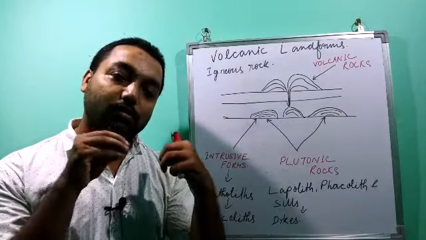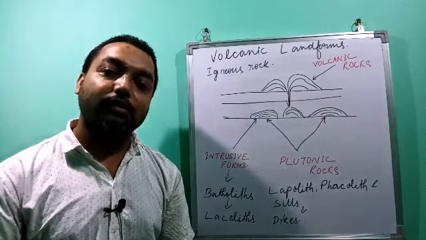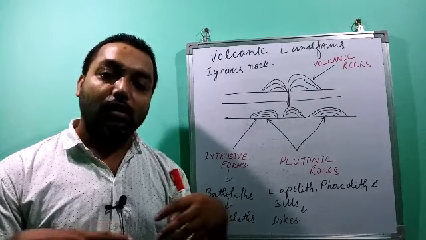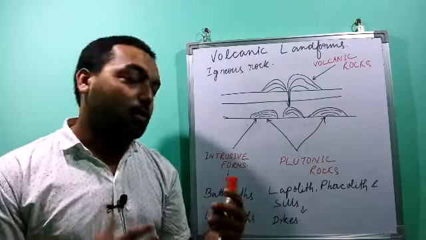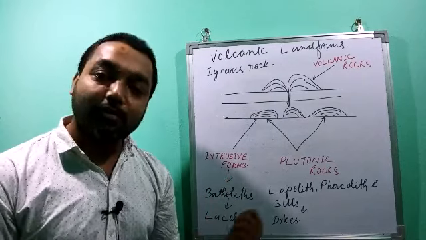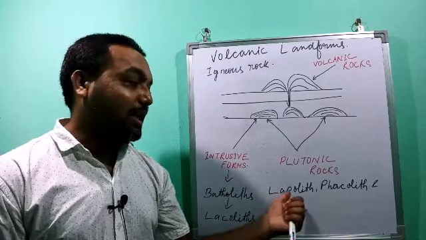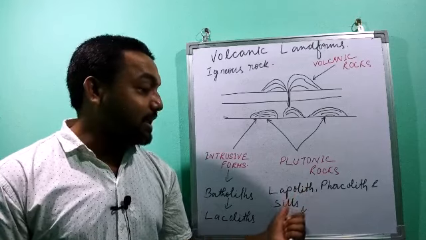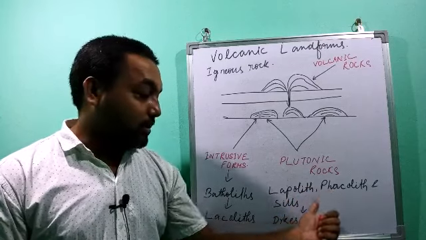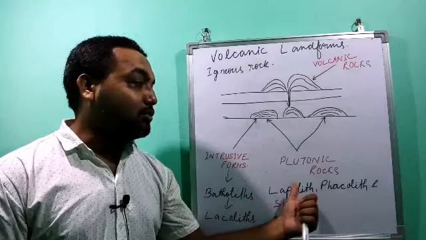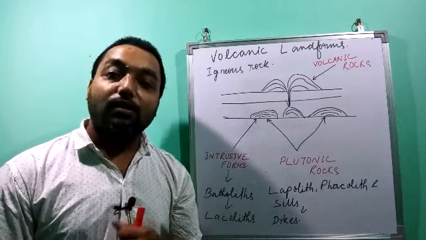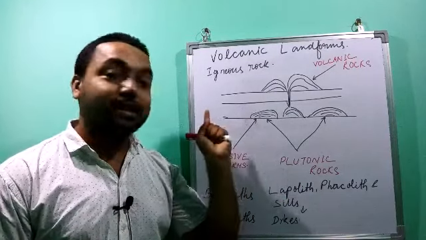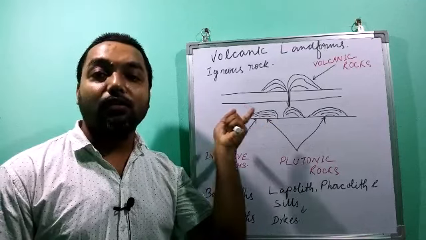it gets cooled down inside the earth only and forms rocks. This type is called Batholith. Apart from this, there are also Laccolith, then Lopolith, then sills, Phacolith, then dikes. These are the important intrusive forms that we find inside the surface of the earth. These are igneous rocks that cool down inside the earth only.